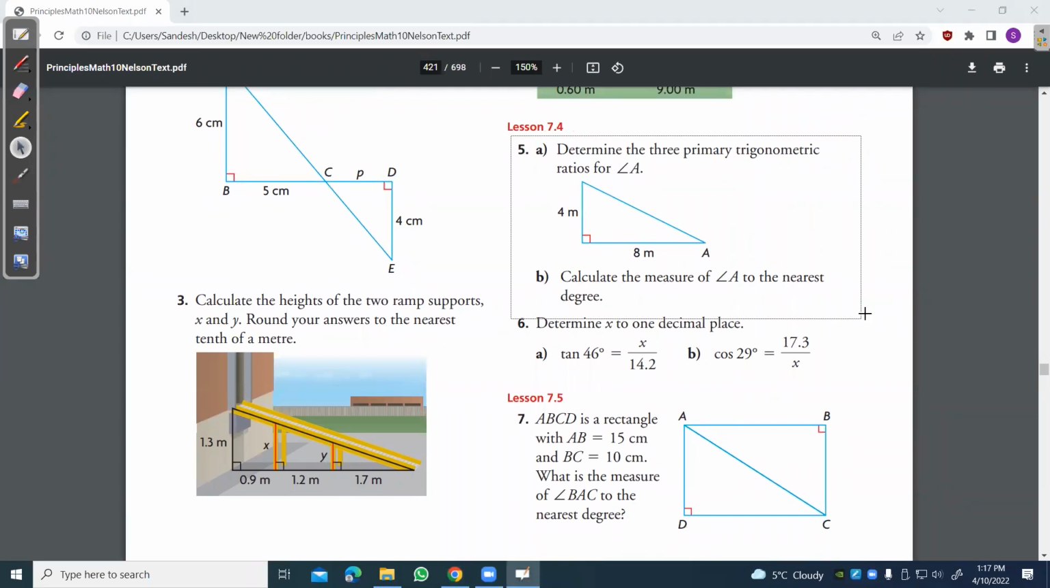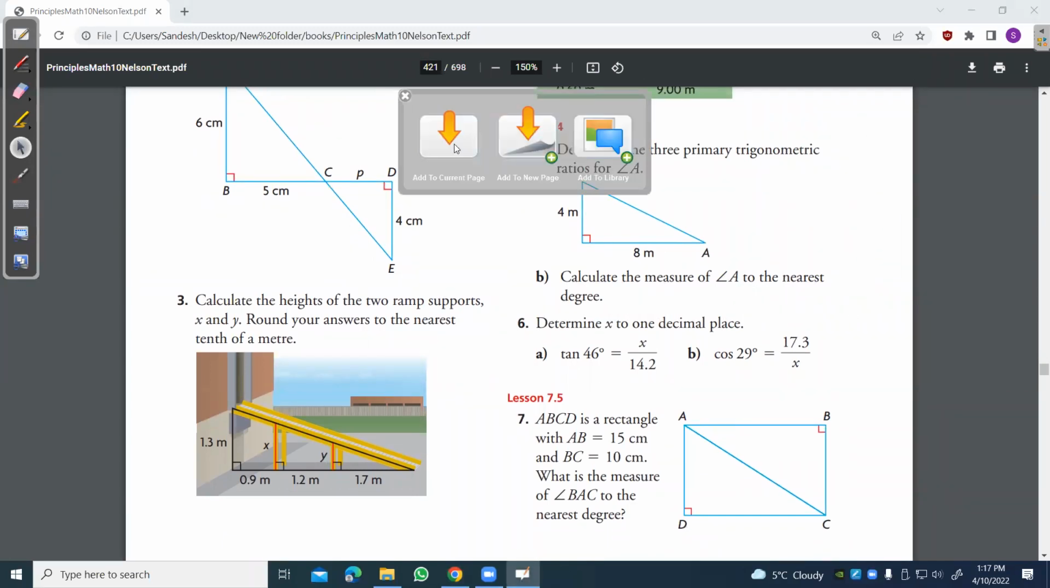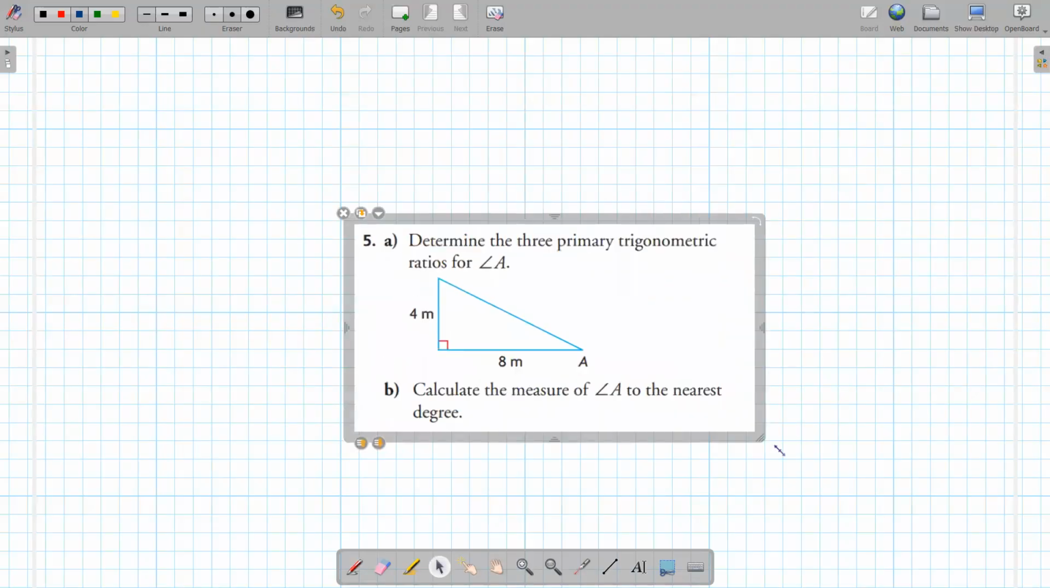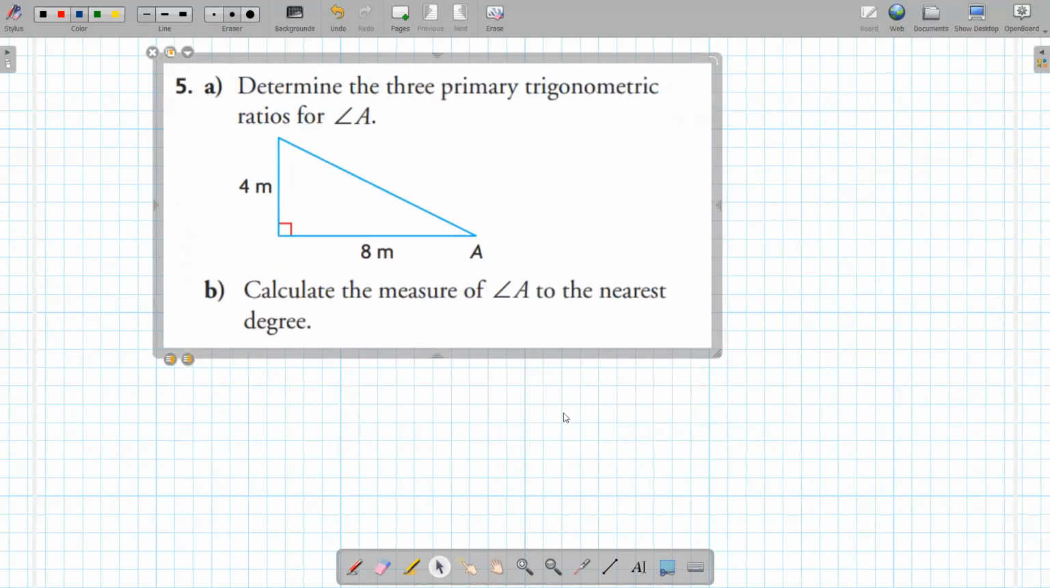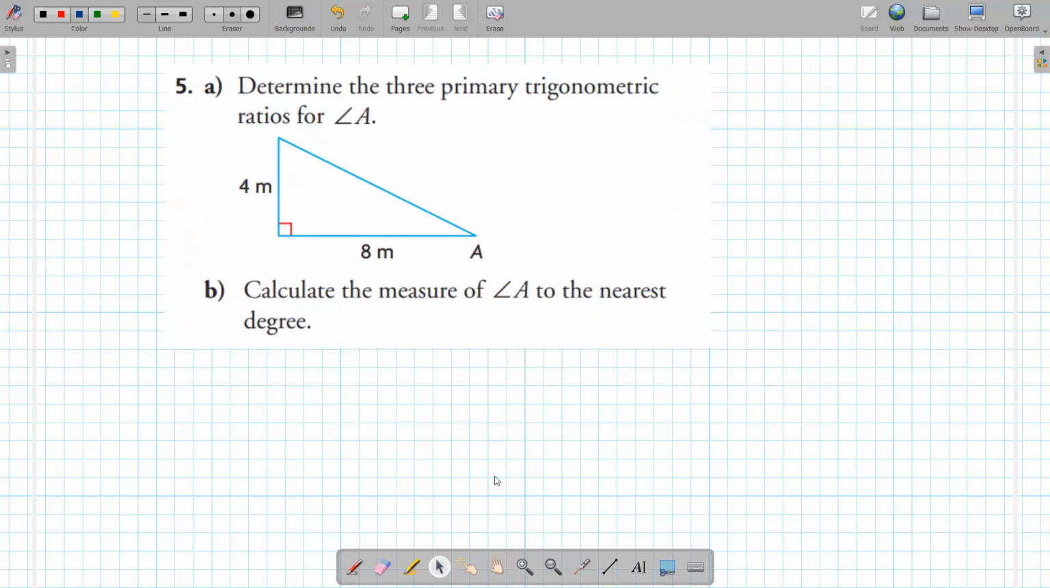Let's try doing some trig. Well, we are doing trig, but we're gonna use sine cos tan. 5a, it says determine 3 primary ratios. Now, what does primary ratio mean? They just want sine A, okay, for angle A. So we gotta look, this is gonna be our frame of reference. We gotta look at it from that angle's perspective. Sine A, cosine A, and tan A.